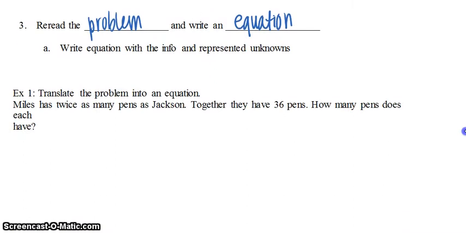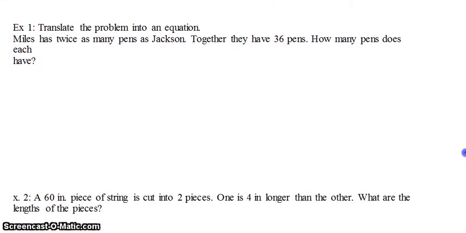So, first I'm going to read the problem. First the instructions: translate the problem into an equation. Got it. We're not answering the question even though there's a question. Not doing it. So it says, Miles has twice as many pens as Jackson. Together, they have 36 pens. How many pens does each have?